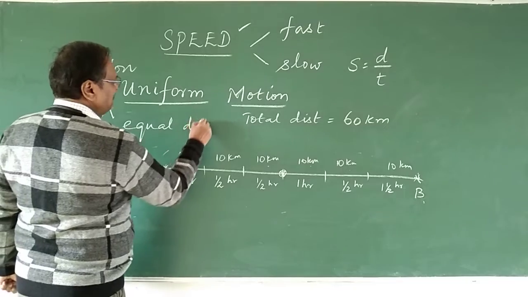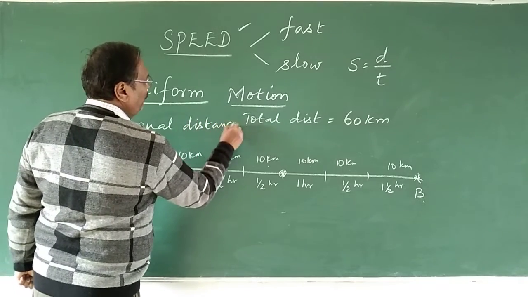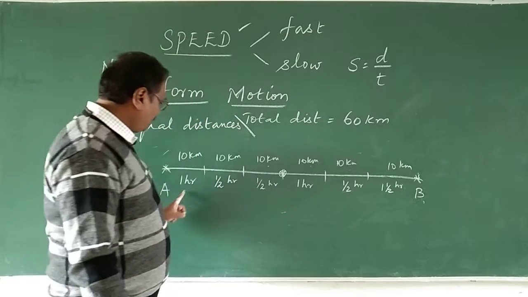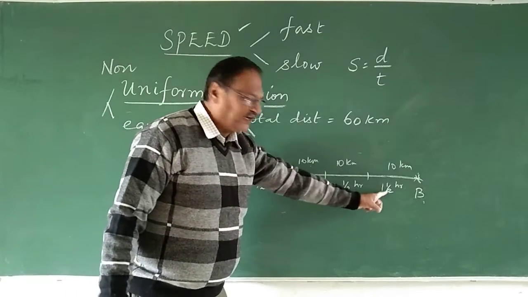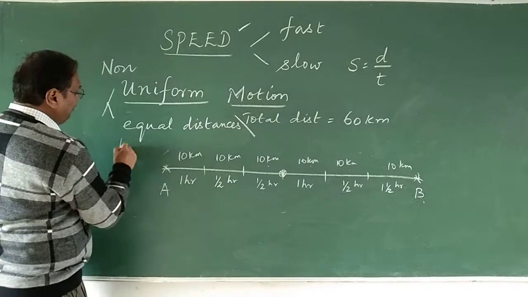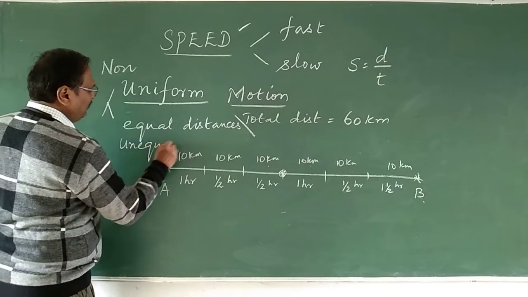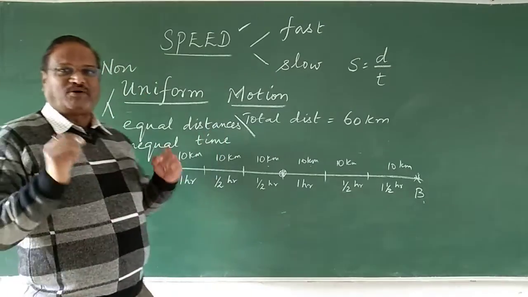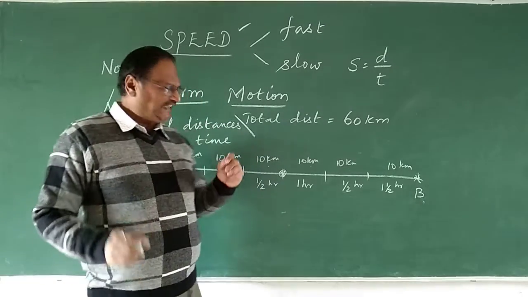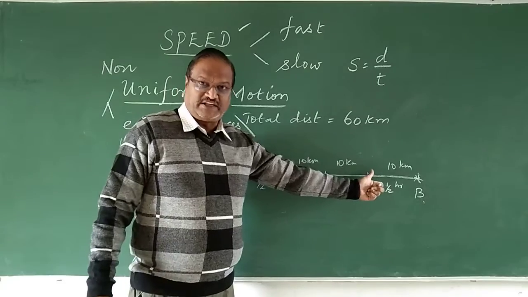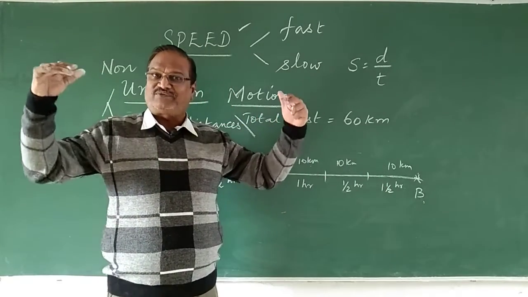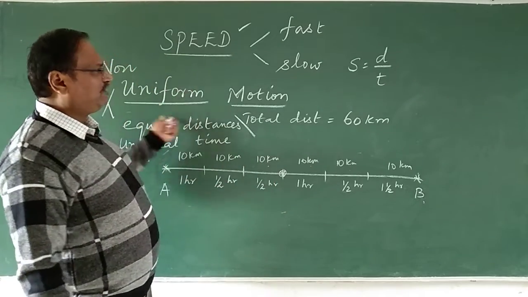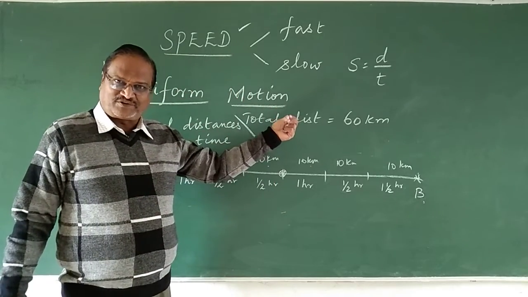Distances are equal, but what is different? Time is different. 1 hour, half an hour, 1.5 hours. So unequal time intervals, right? When a body travels equal distances in unequal intervals of time, the body is said to be in non-uniform motion, right?